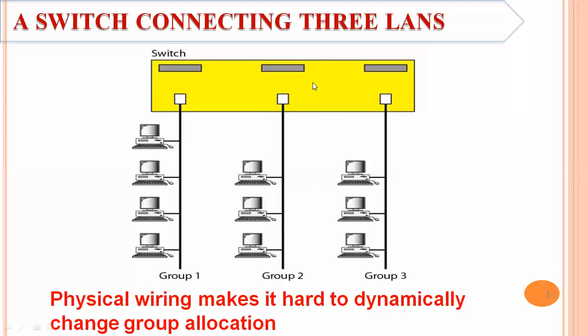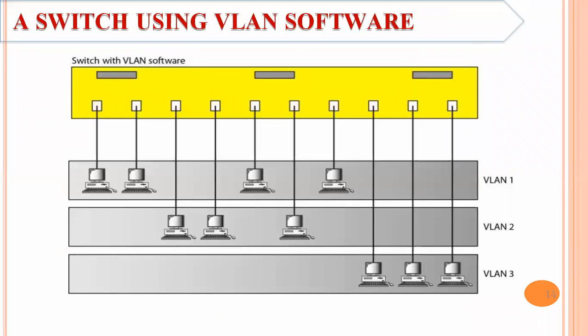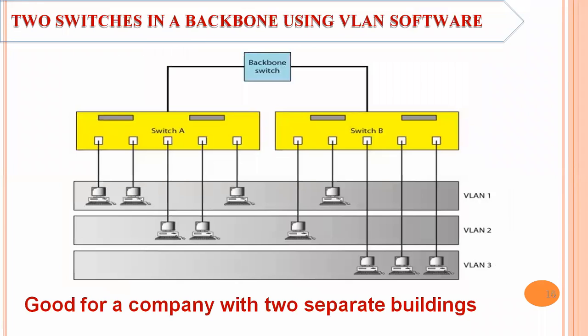So a switch connecting 3 LANs like this, the switch is used to connect the 3 LANs. Physical wiring makes it hard to dynamically change group allocation. That is why we are using it on the software. And here the VLAN software is used, like virtual LAN 1, 2, and 3. Similarly, two switches in a backbone using VLAN software. So these two switches are used, and again this is done with the help of the software.